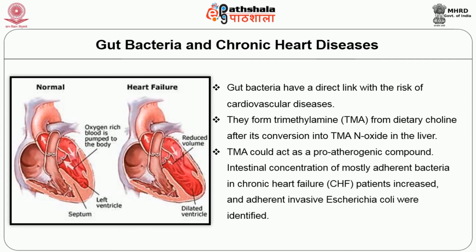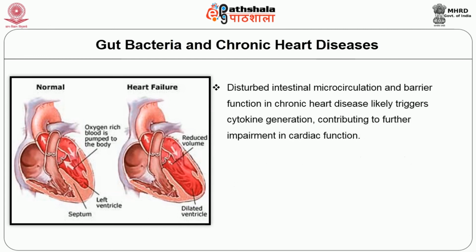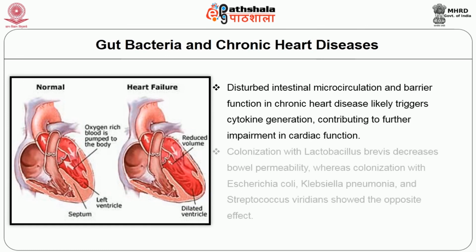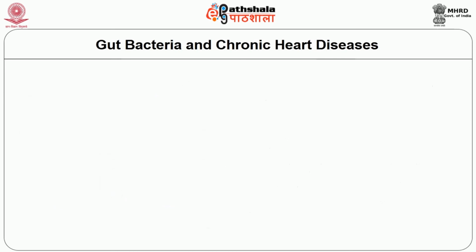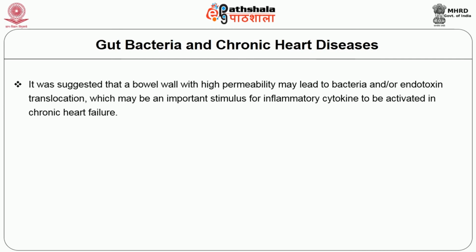Intestinal concentration of mostly adherent bacteria in chronic heart failure patients increased, and adherent invasive Escherichia coli were identified. Disturbed intestinal microcirculation and barrier function in chronic heart disease likely triggers cytokine generation, contributing to further impairment in cardiac function. Colonization with Lactobacillus brevis decreases bowel permeability, whereas colonization with Escherichia coli, Klebsiella pneumoniae and Streptococcus viridans showed the opposite effect. It was suggested that a bowel wall with high permeability may lead to bacteria and/or endotoxin translocation, which may be an important stimulus for inflammatory cytokines to be activated in chronic heart failure.